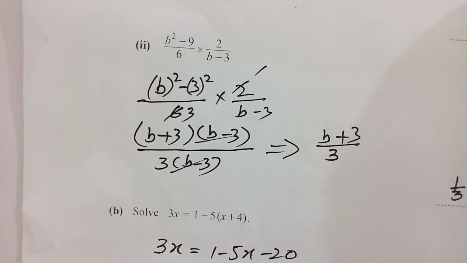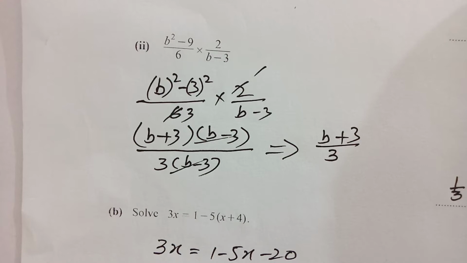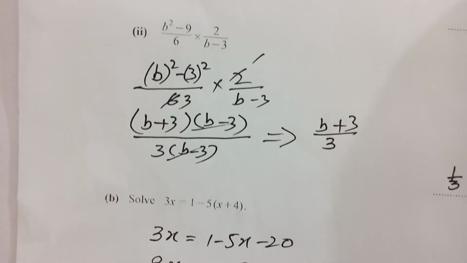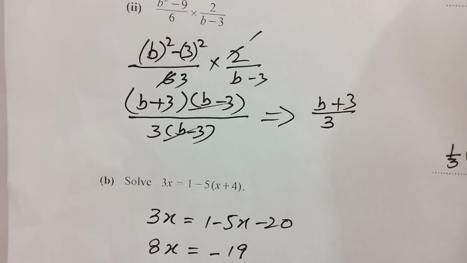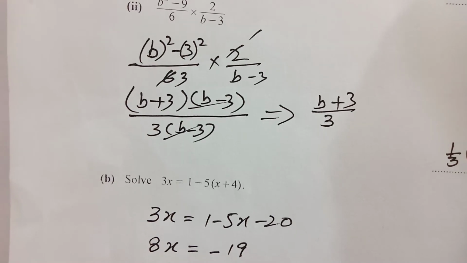Now again in part 2, b square minus 9 over 6 multiplied by 2 over b minus 3. We will convert b square minus 9 using the identity a square minus b square. So this becomes b square minus 3 square over 6 multiplied by 2 over b minus 3. Further simplification: b plus 3 into b minus 3 over 3 into b minus 3. The b minus 3 will be cancelled with b minus 3, and 2 will be cancelled with 6. So your answer will be b plus 3 over 3.